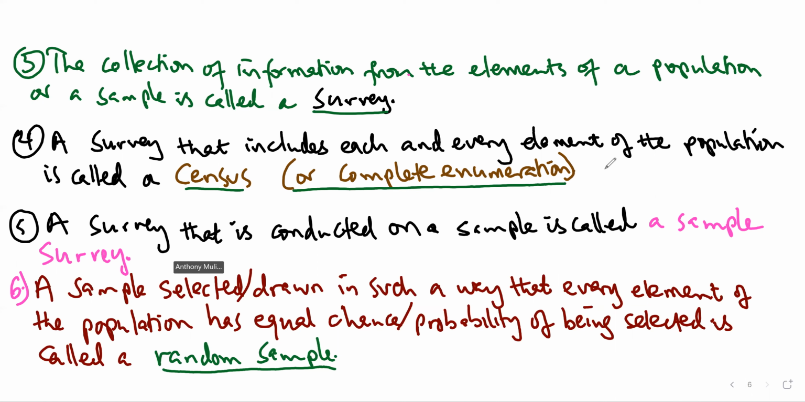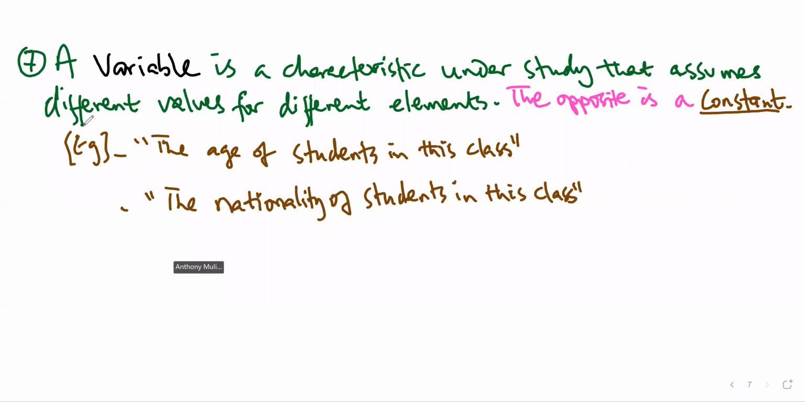The other term that I want us to look at is a variable, the meaning of a variable, and the various ways of classifying variables. When you talk about a variable, we refer to a characteristic in a study, and the study we're talking about here is a statistical inquiry, that assumes different values for different individuals or elements in the sample or in the population. To make it clearer, the opposite of a variable is a constant. If the attribute that you're interested in is not changing from one individual to the other, then we call that a constant. It's not a variable.